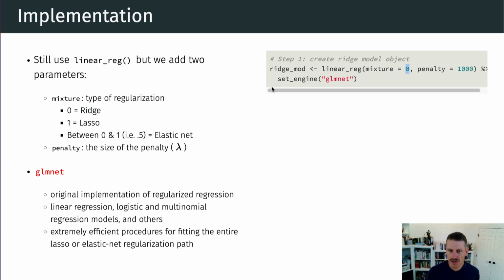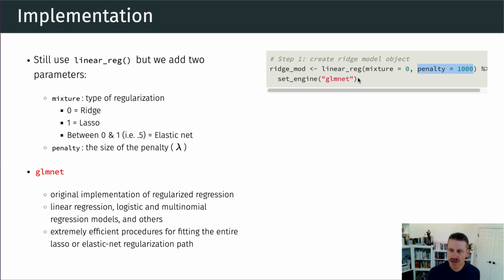When mixture equals 1, that's going to perform a lasso. And when it's anywhere in between 0 and 1, let's say 0.5, we're actually doing an elastic net, a combination of both ridge and lasso. Now the penalty value, here it's 1,000, the penalty is equal to that lambda parameter that we saw earlier in those equations. So this is just regulating the size of the penalty that we're going to apply. How we determine that size, we'll talk about later on. Just realize that that is what it's doing.